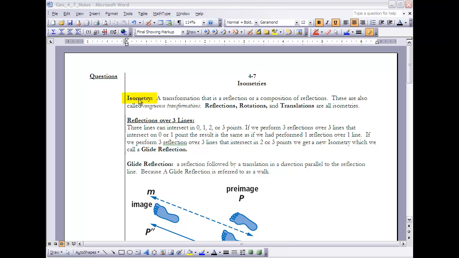Okay, an isometry is a transformation that is a reflection or composite of reflections. These are also called congruence transformations, and we'll talk about congruence a little bit later on.